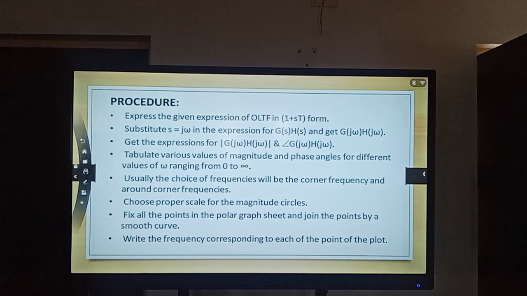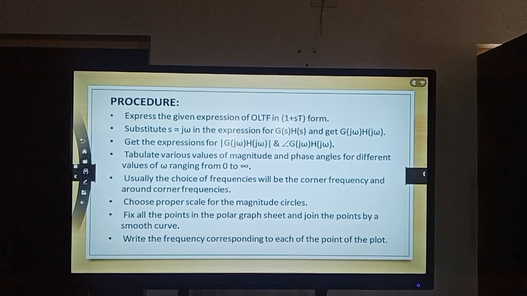Next, the choice of frequency. We will take it at the corner frequencies. What are the two corner frequencies here? 0 as well as infinite. We substitute omega as 0 and find the magnitude, and next we substitute omega as infinite and find the magnitude. The same is done for the phase angle. Next we will scale the magnitude circles, and similarly the phase angles also.